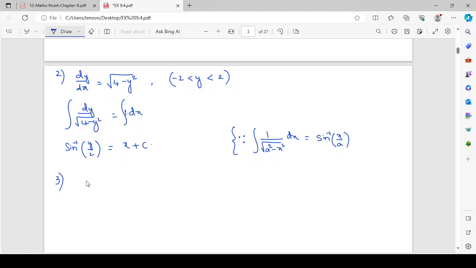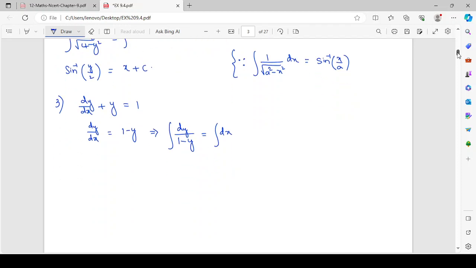And the third one, the given differential equation is of this form: dy by dx plus y equal to 1. So how do we convert it? We need to write it in the standard form. For that, dy by dx is equal to 1 minus y, right? Now the right hand side is only a function in y. So I can separate the variables by writing dy upon 1 minus y equal to dx. After this, integrate on both sides. So the integration of 1 upon 1 minus y, of course, here minus y is there.